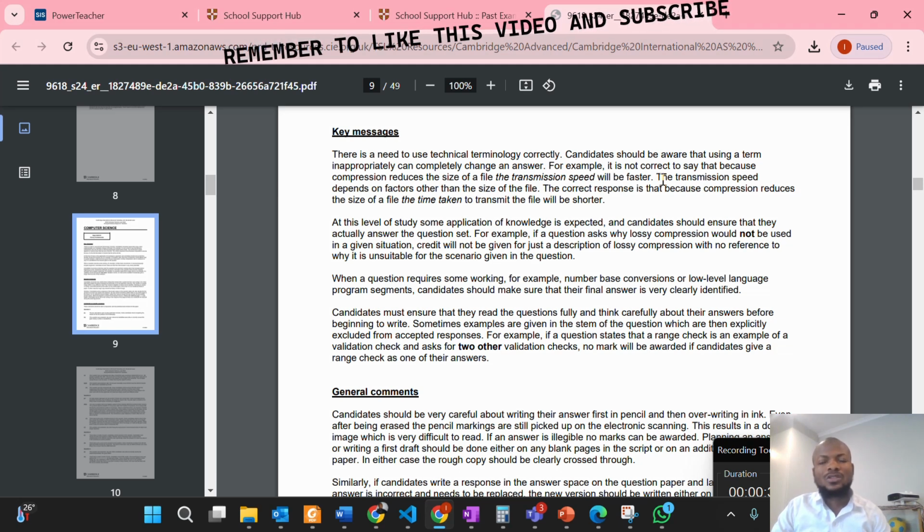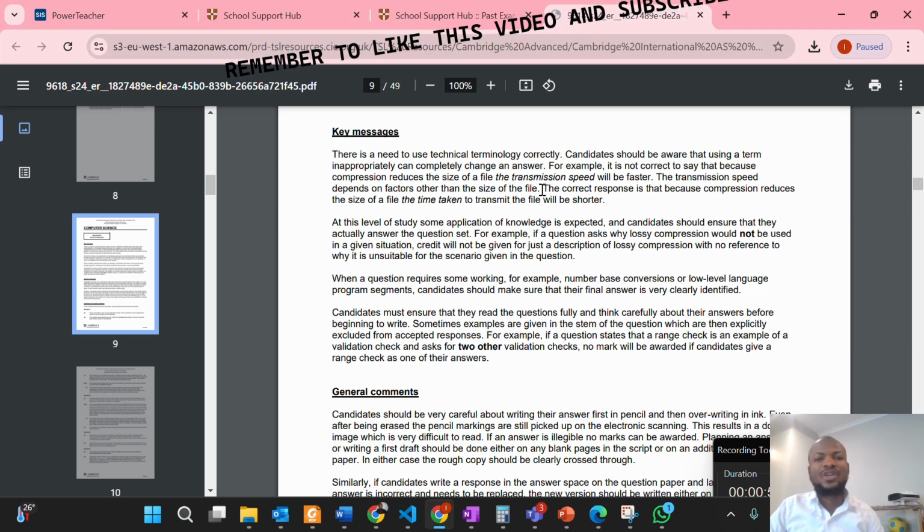Because the transmission speed depends on so many factors other than the size of the file. For example, maybe the network status and the internet speed. There are so many things that affect the transmission speed of a file. So to answer it correctly, you write that compression reduces the size of a file.